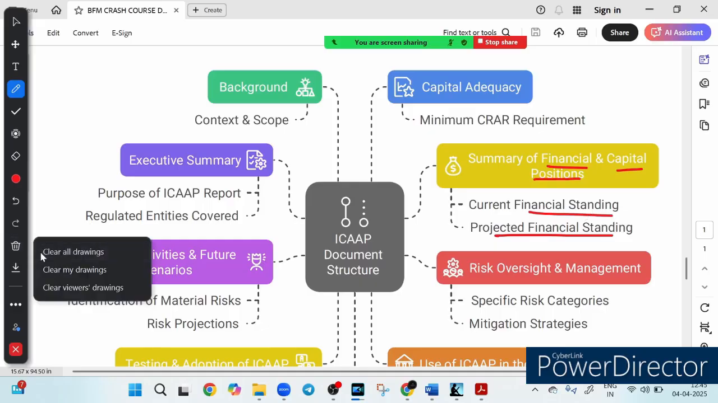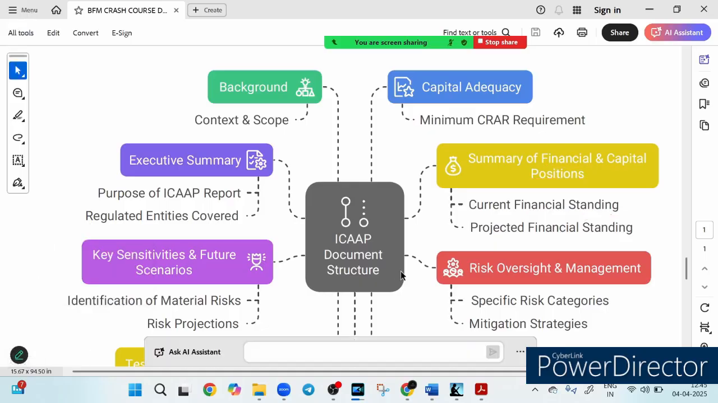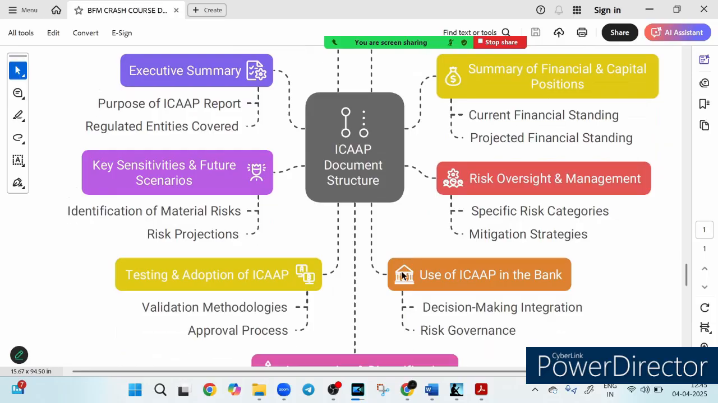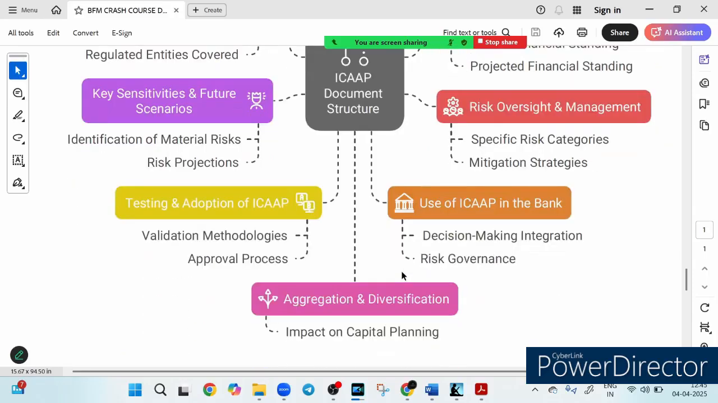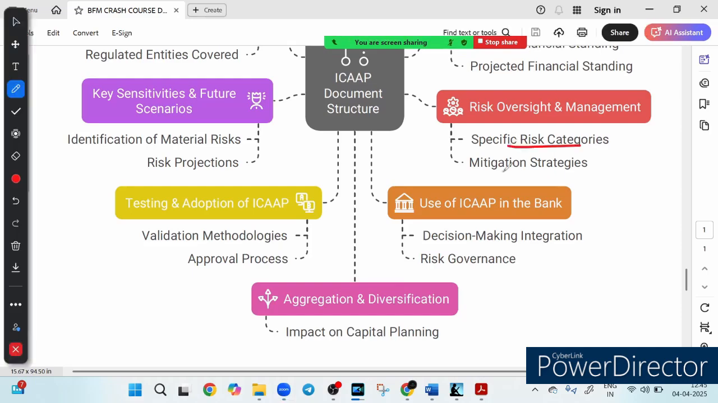Then there is risk oversight and management, which means effective risk management keeps the bank secure, and this section includes specific risk categories, meaning identifying the different kinds of risk that we have, and the mitigation strategy, meaning how to control and minimize the risk, and use of ICAAP in the bank. So basically ICAAP is not just a document, it is a decision making tool, right? It is a decision making tool, a very important thing.